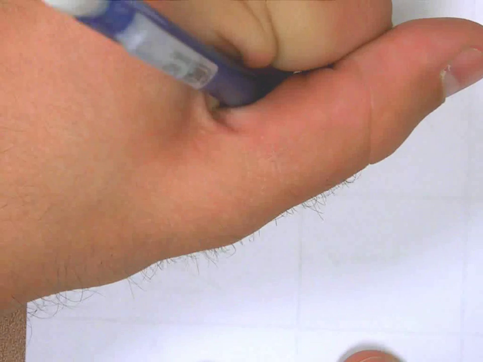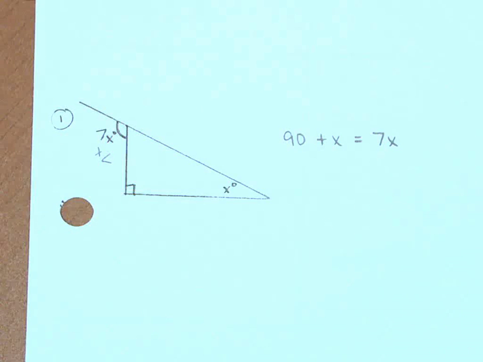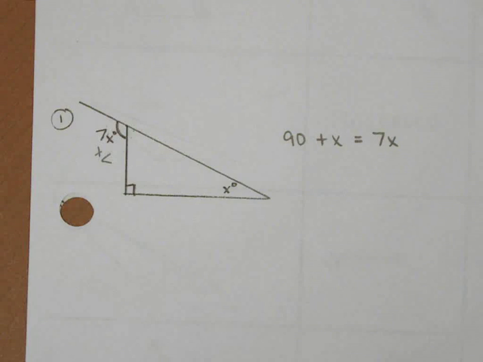If I add together the 90 degrees and the X, the two angles that are not next to the 7X, that's what they'd add up to. That's the external angle theorem. Now I just need to solve for X, right?